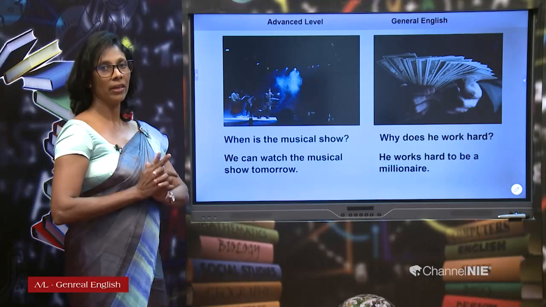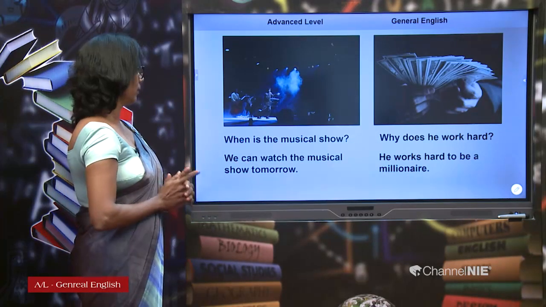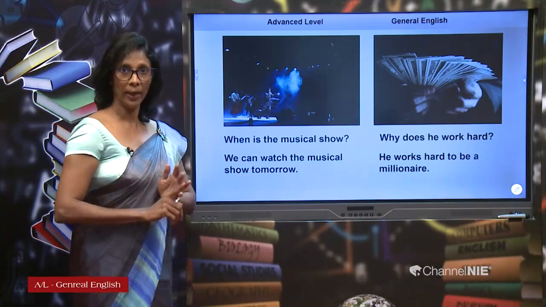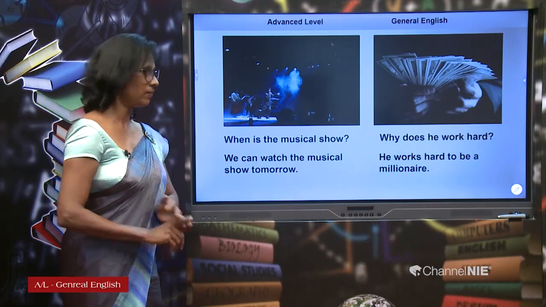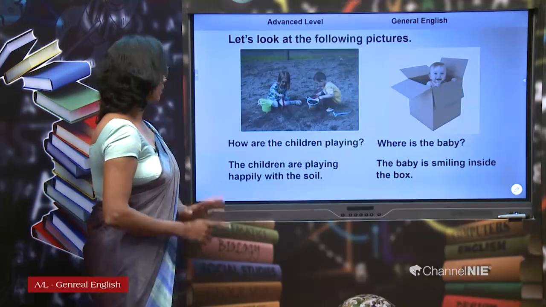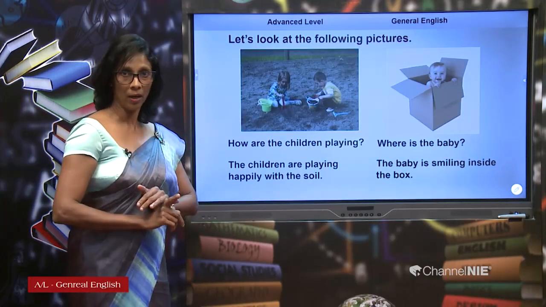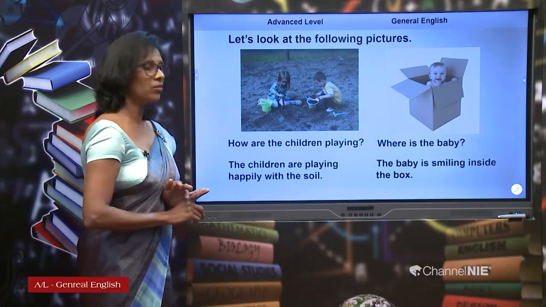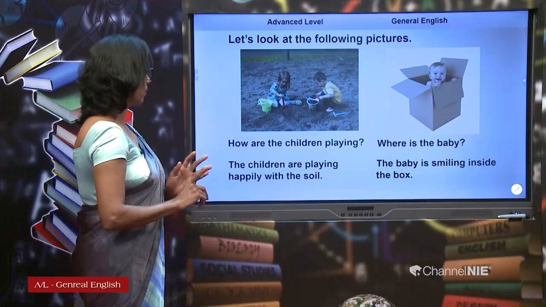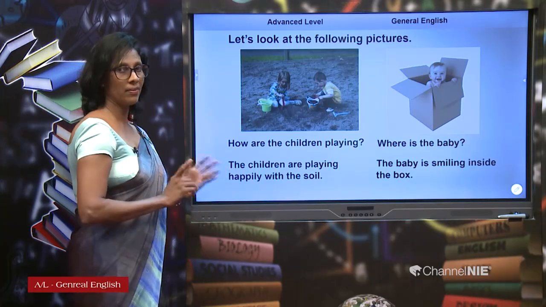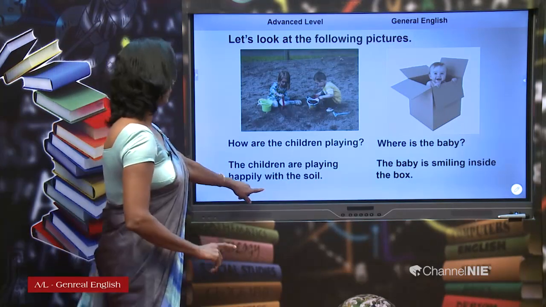So, then there are two questions here. One begins with when, the other one begins with why. Can you remember the first two questions? They were, the first question begins with how, the second question begins with where, right? Keep them in your mind. So, these are the questions we asked to get some answers, right?